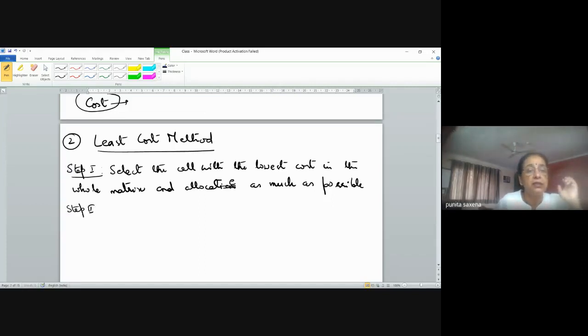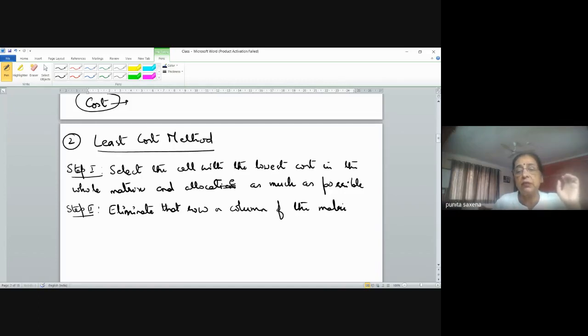Then step number two would be to eliminate. See, once we do this allocation, either the supply or the demand would be exhausted. That means either the supply would be exhausted or the demand would be fulfilled. So if the supply gets exhausted, that particular source cannot supply to anybody else, right? So we eliminate that row or column of the matrix that has been exhausted or fulfilled.